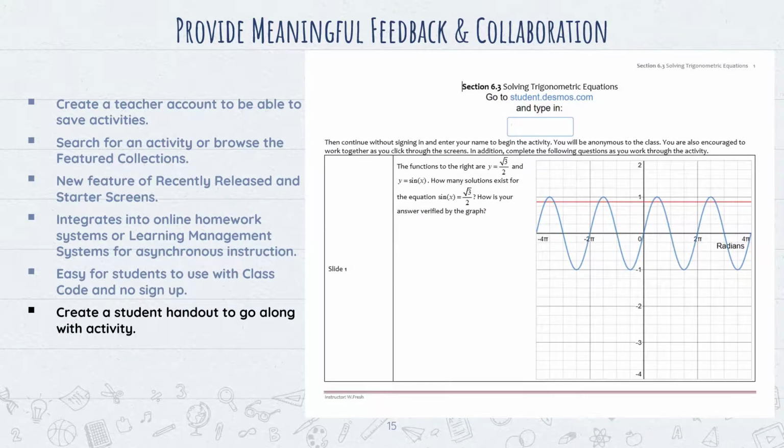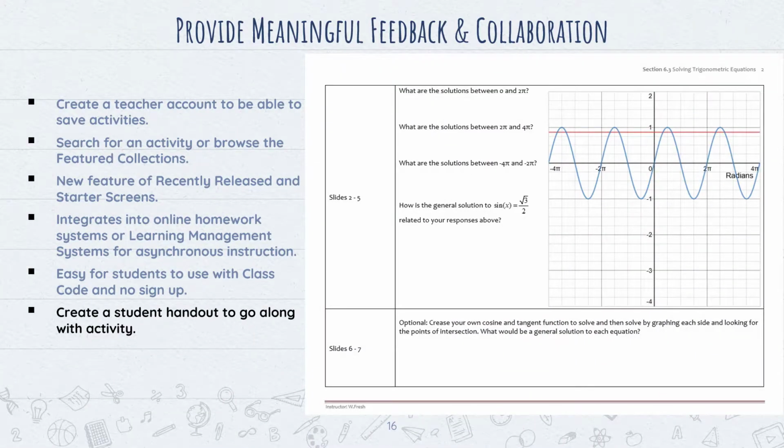The final thing that I like to do is to create a student handout that goes along with the activity. So the activity that I would do with solving trigonometric equations, I might give them this handout that they can work in groups or they can work individually on. It allows the students to document their findings and also reflect on their findings. So that would be page 2.